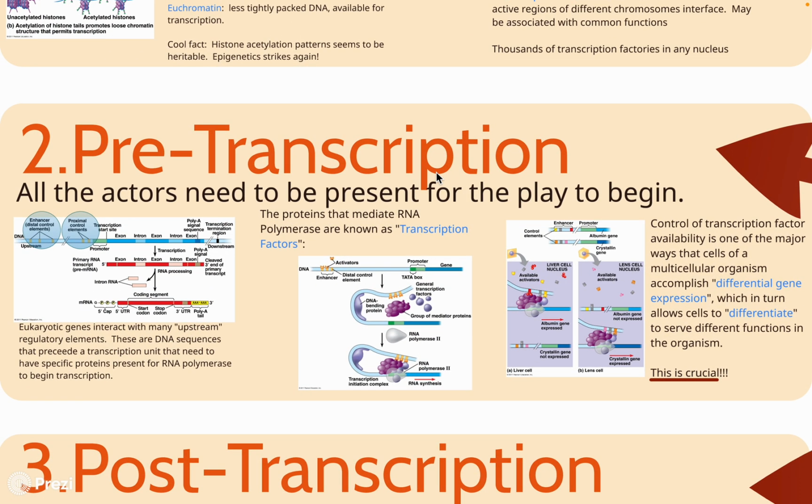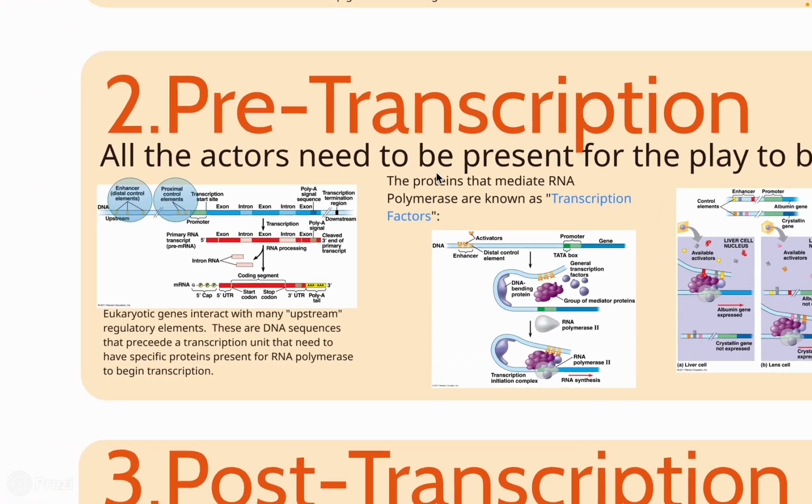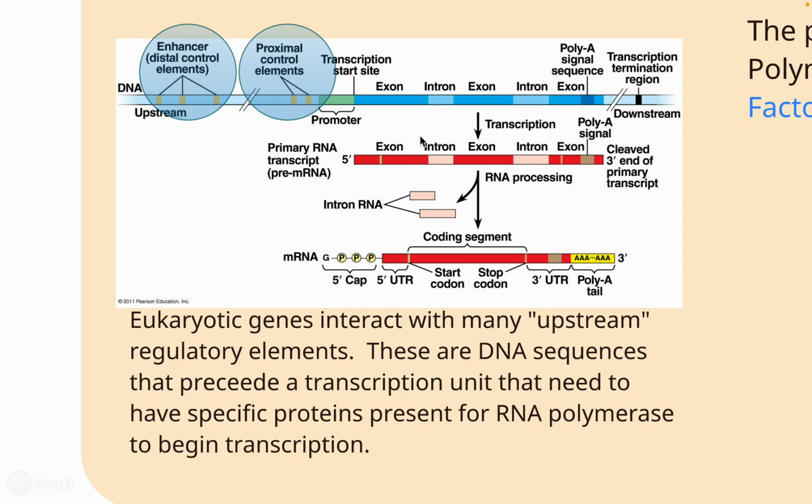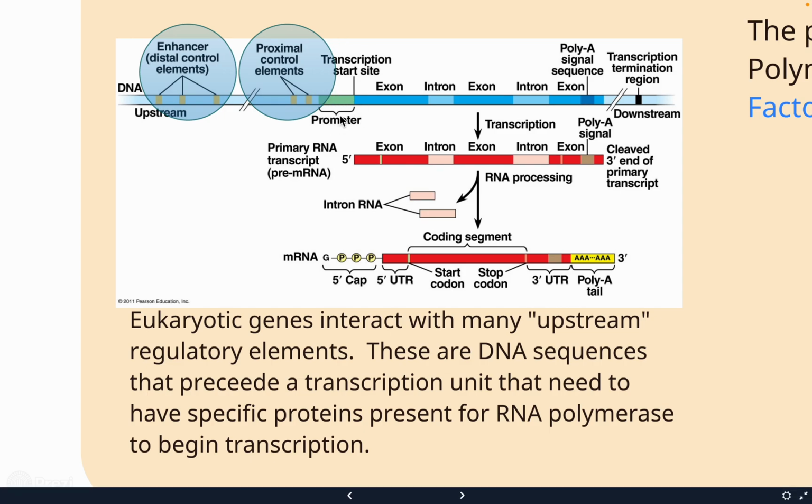All right, another control point is in pre-transcription. So this is how eukaryotes actually transcribe their genes, as opposed to operons, which is how prokaryotes do it. All the actors need to be present for the play to begin. So let's talk about those actors. We still have the promoter region, which is where the RNA polymerase is going to attach so it can transcribe this gene. And you can see this is the termination point here at the end of this gene.